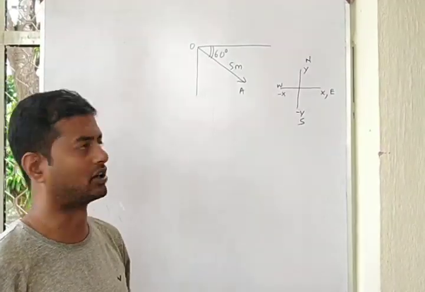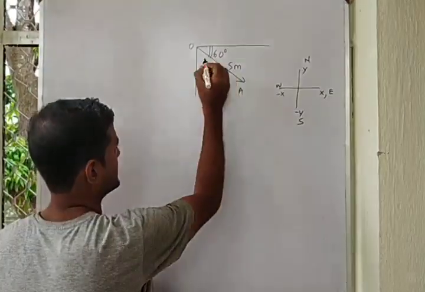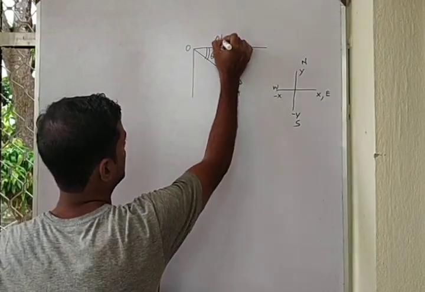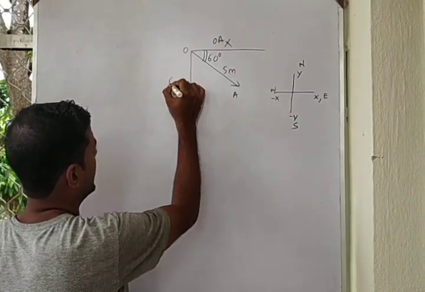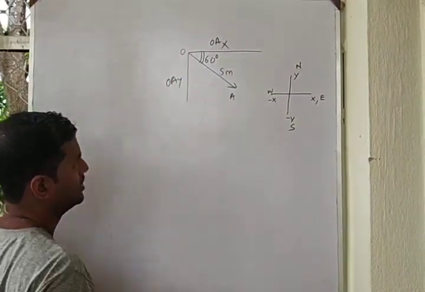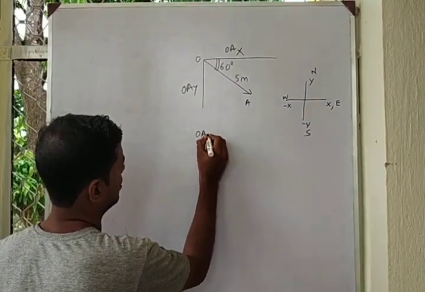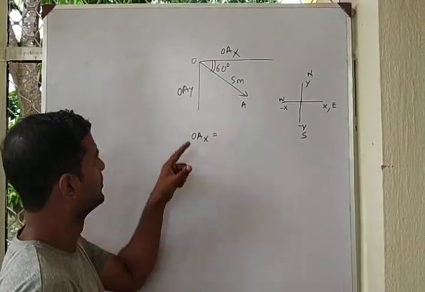So OA is the vector. I want to resolve it into x-axis and y-axis. So what I am interested to find out is OAx and OAy. So what is my OAx? Already I have mentioned in my previous video.